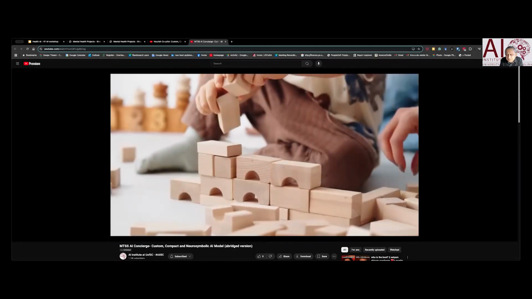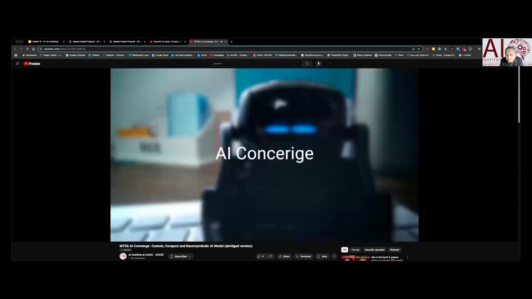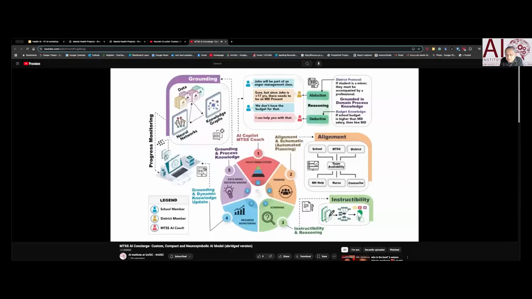The system is custom built, trained on domain specific data to act as a specialized concierge. It's compact, made up of small modular components like user specific copilots tailored to each MTSS team member's role, reasoning, planning, and search systems that incorporate both neural networks and symbolic AI to facilitate alignment and instructability through human expertise. Feedback mechanisms and dynamic knowledge update to keep the system at par with the ongoing interventions.